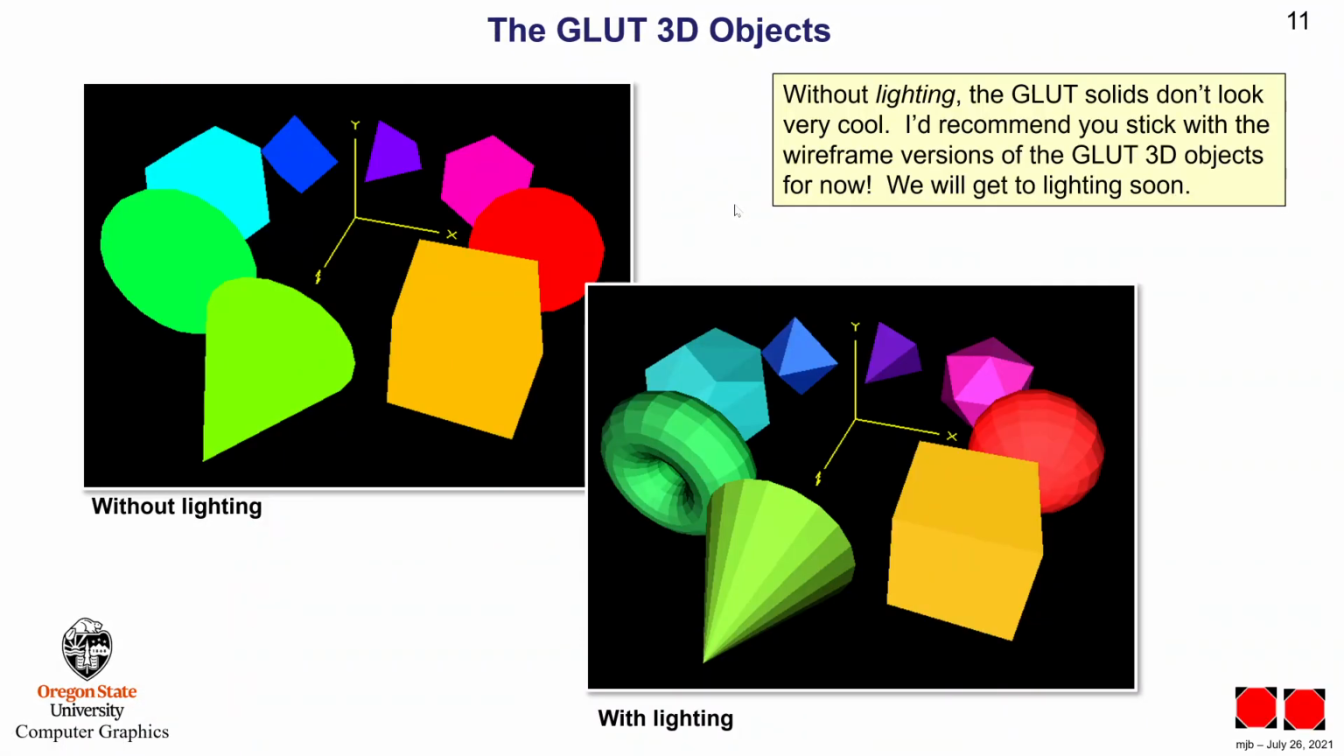But until we discuss lighting, the 3D glut solids actually don't look that good. Without lighting, if you just use color 3F, they look like blobs. Blob cube, blob cone, blob torus. When we learn about lighting, then you turn lighting on, and now you get these nice things that vary intensity around the curved surface. And that's when they really become much more fun.